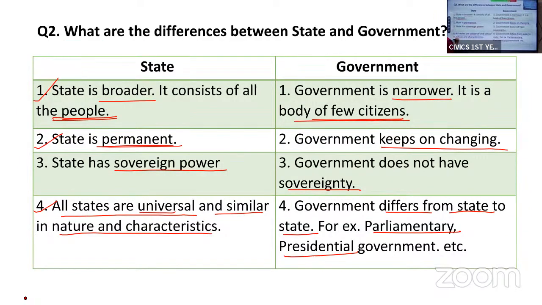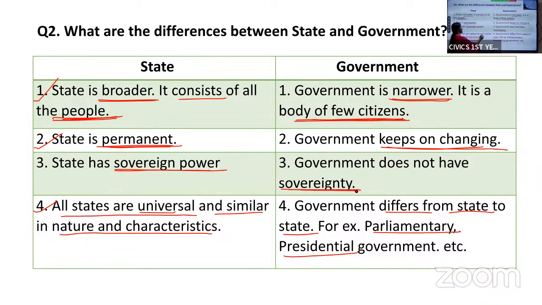So what is state? State consists of all the people, so it is broader. Then what is government? Government consists of few citizens, so compared to state, it is narrower. Then state is permanent. Once a state is formed, it is always there. But government keeps on changing through elections. We change the government. Then state has got sovereign power. Government does not have sovereign power or sovereignty.